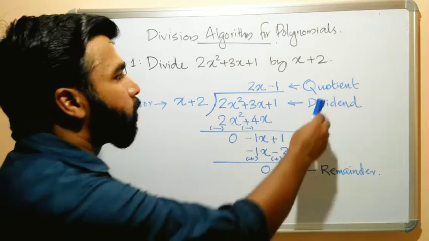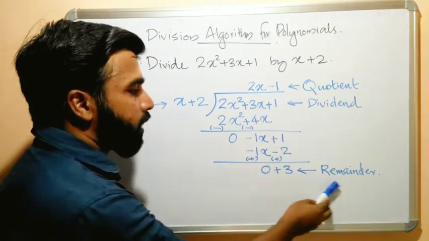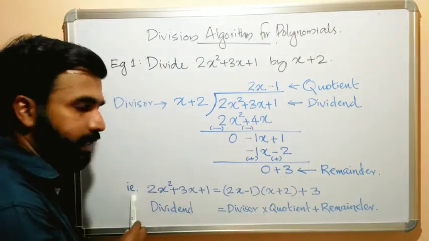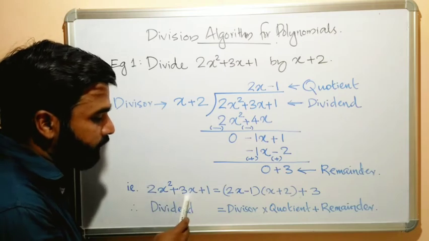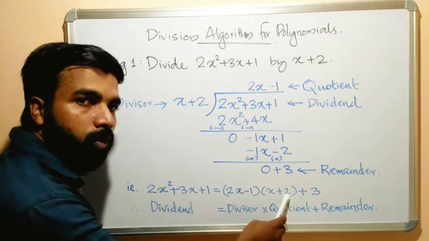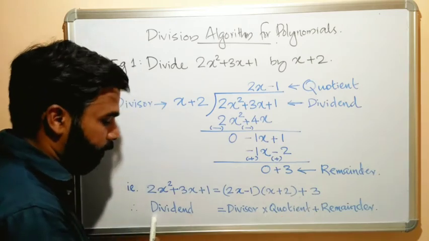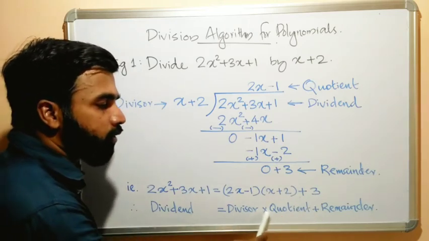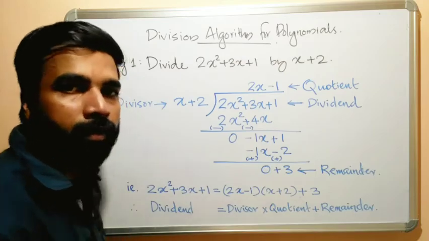That is, we got the quotient as 2x minus 1 and the remainder as plus 3. That is, 2x² + 3x + 1 is equal to (2x minus 1) into (x + 2) plus 3. Therefore, dividend is equal to divisor into quotient plus remainder.